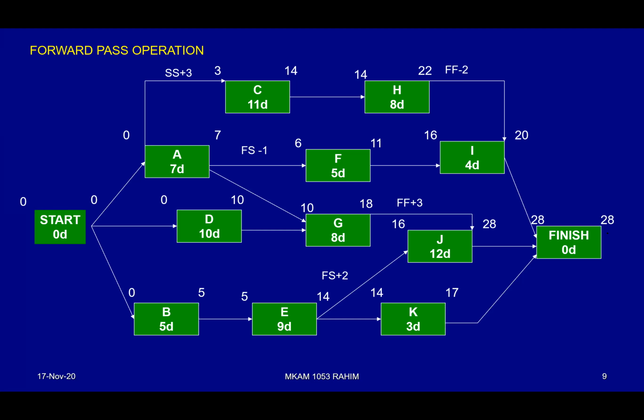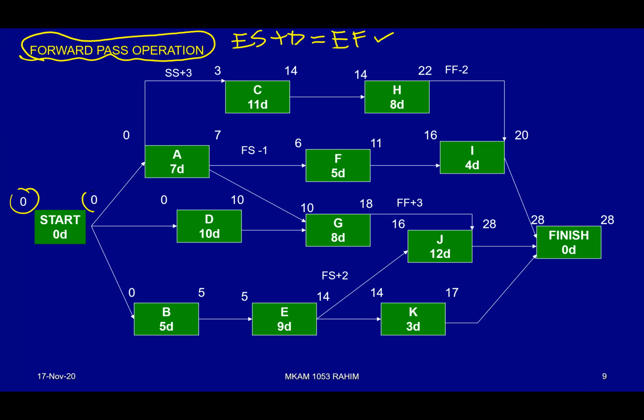Now we want to do the calculation. We call it forward pass calculation. Remember, forward pass is basically early start plus duration equals early finish, to get the value of early finish. Meaning to say, the left and right side of the box at the top indicate early start and early finish. So we start with 0. 0 plus 0 equals 0. That is the starting point. 0 will be transferred here to A, to B, and to D.